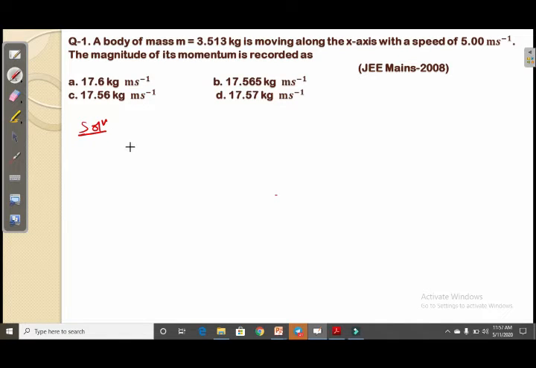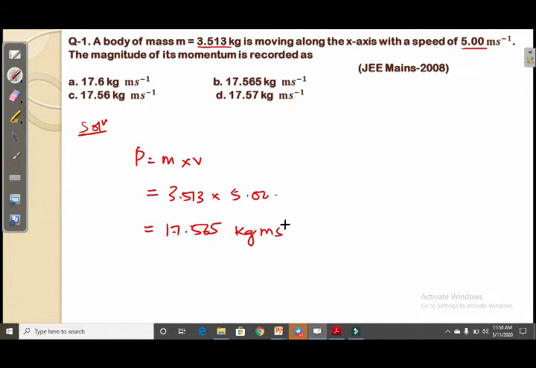They have asked to calculate the momentum. So momentum P is equal to mass into velocity. The formula is very simple, so just substitute the values. Mass is equal to 3.513 kg into velocity 5.00. So the result becomes 17.565 kg meter per second.